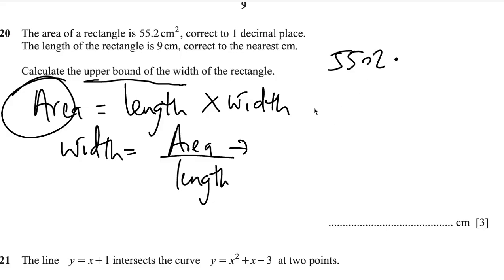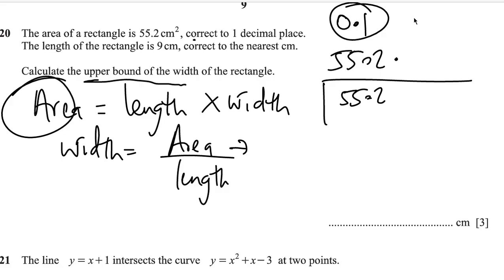So what we simply do here, we then get the upper bound of the area, and that's going to be 55.2. And then since it was corrected to 1 decimal place, what's 1 decimal place? Smallest unit 0.1. So what you do is divide this by 2. 0.1 divided by 2 is 0.05. Do you get that? So that's 0.05. Then we add that to this. That's going to be the upper bound.